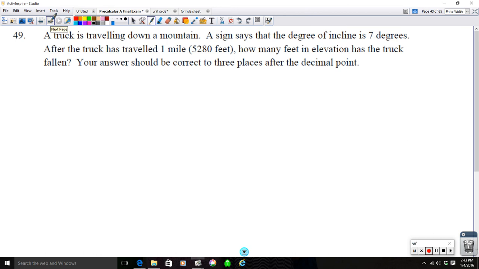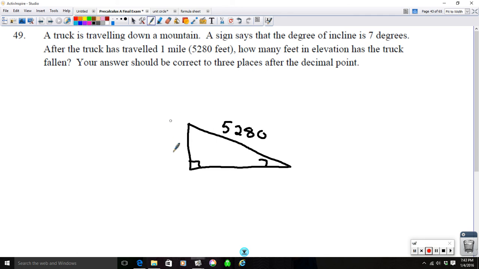And 49. Chuck is traveling down a mountain. The sign says the degree of incline is 7 degrees. So this is 7 degrees. It's traveled 1 mile, which is 5,280 feet. How many feet in elevation? That's why I did the 5,280. Has the truck fallen?